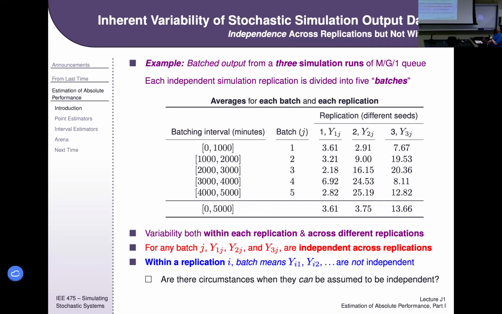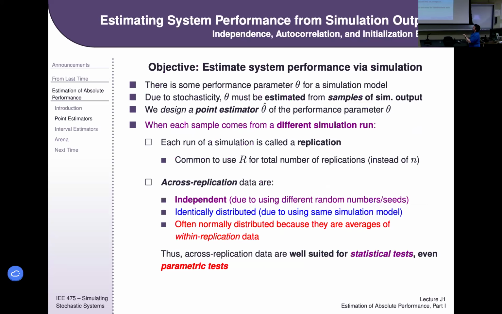Okay, so with that, cross-replication data we're going to assume to be independent, identically distributed, and often normally distributed. This is why I don't make you do normality tests in this class, because in most of the sims that we run, the data we get out of a replication is actually the sum of a bunch of things, and they tend to be normally distributed. So if I did make you do a normality test, they almost always would pass. That's why we don't worry about it here.